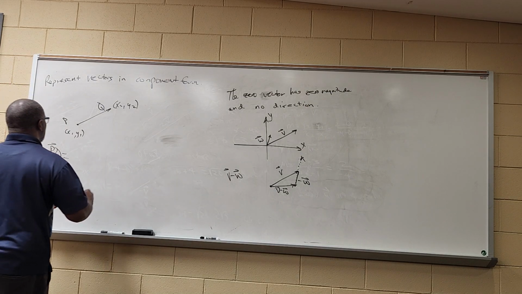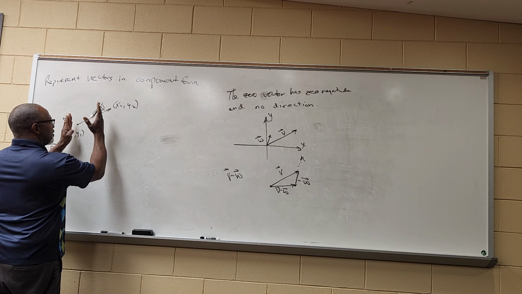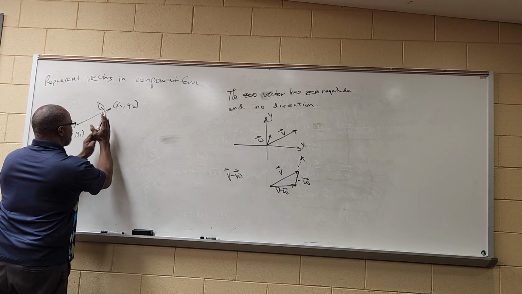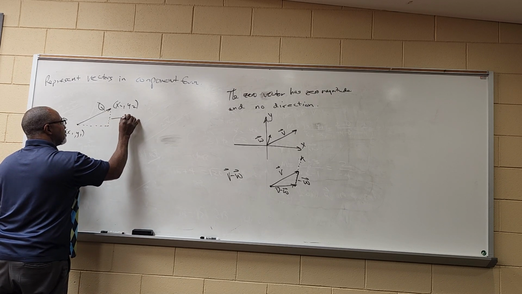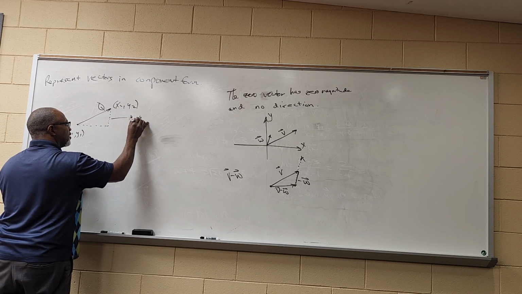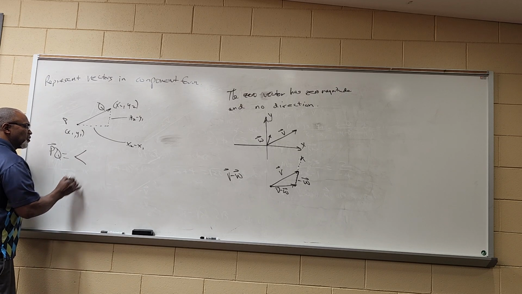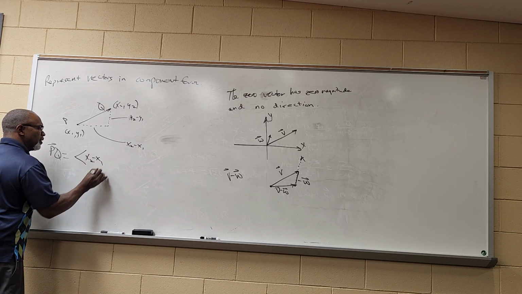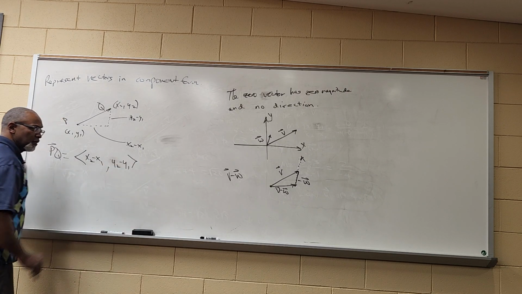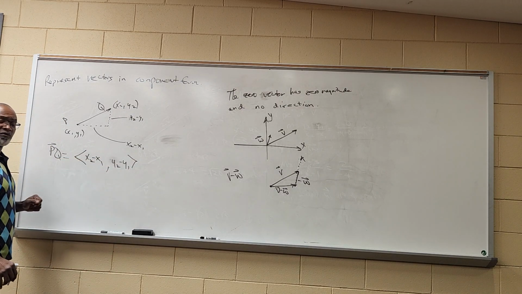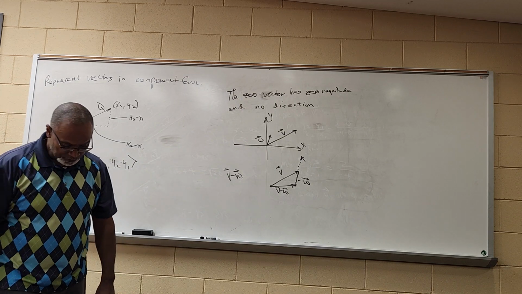Because the change in x coordinates is just x2 minus x1, right? I went from this value of x to this value of x. The change in y coordinates is from here to here, so this would be y2 minus y1. This one would be x2 minus x1. So I can think of vector PQ as x2 minus x1, y2 minus y1. And you'll see this notation. When you see these brackets right here, that means we have a vector, okay?